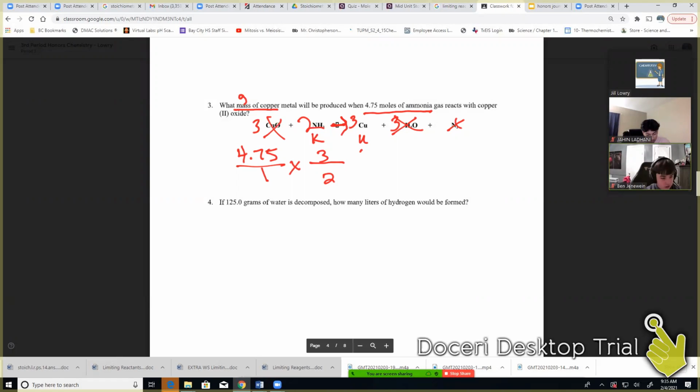So I'll go to my next conversion factor, and it says multiply by the molar mass of your unknown over 1. And the molar mass of my unknown is just copper, so that's 63.55 over 1. And that's all I need. 3 steps, just like it's 3 steps when we do it in our boxes.